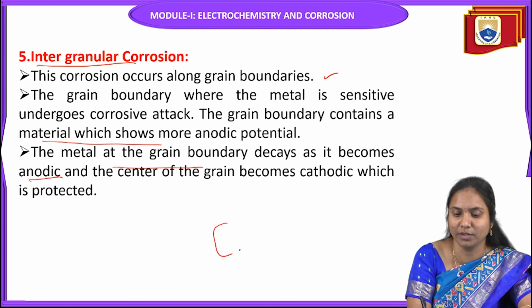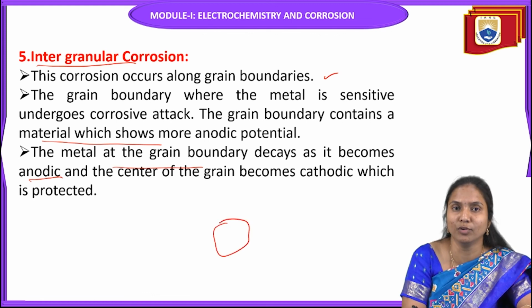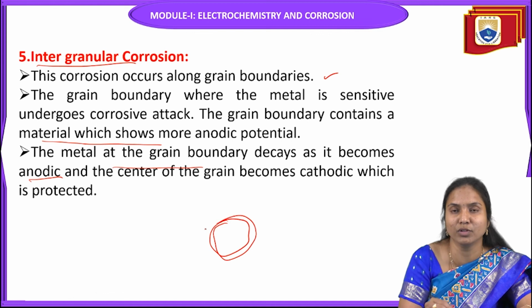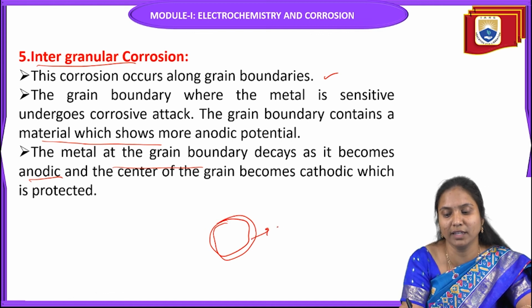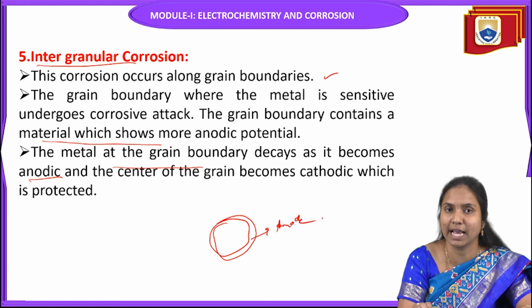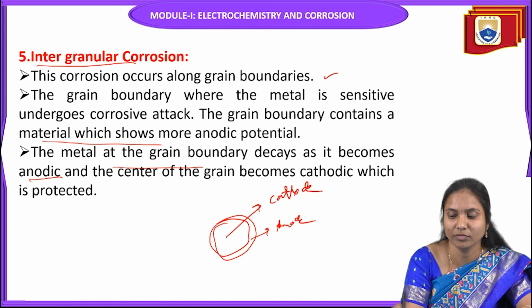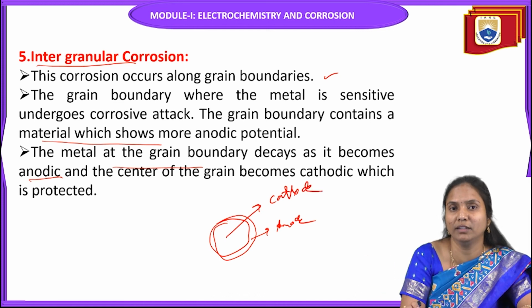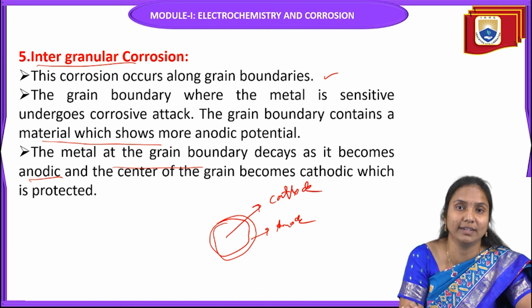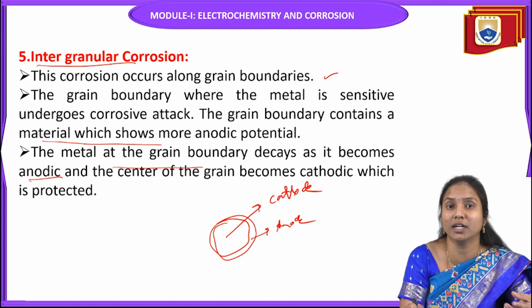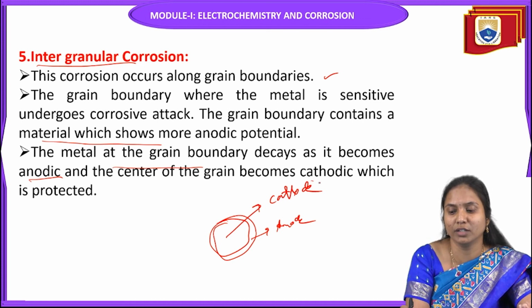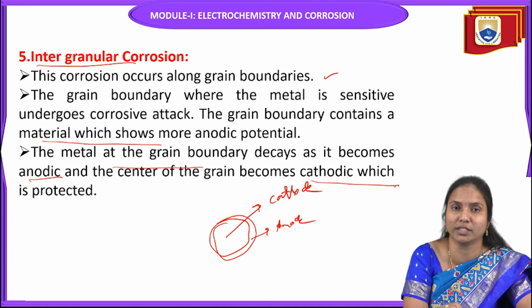For example, in a nut or bolt, the ending part is more sensitive, so that part easily undergoes corrosion. It means it acts as anode, and the center of the part acts as cathode. At the cathodic part, reduction reactions only take place, but it does not undergo corrosion. So that will be the cathode, which is to be protected.